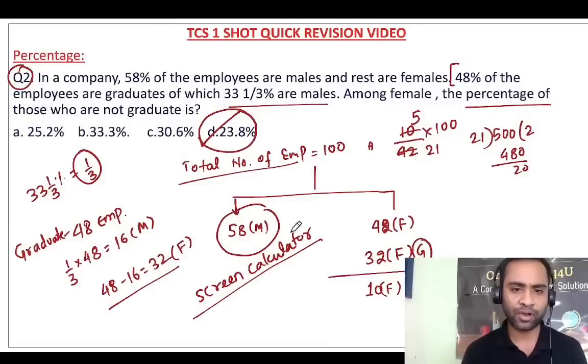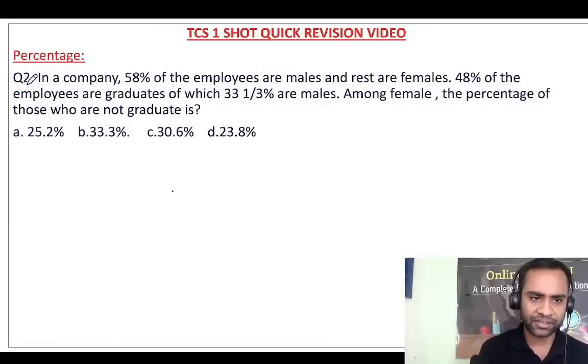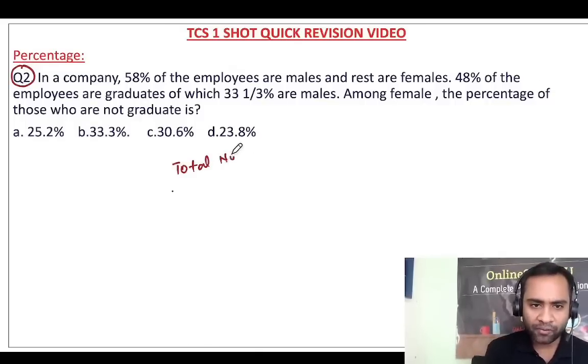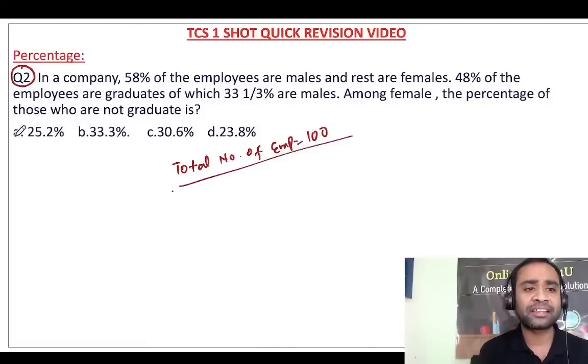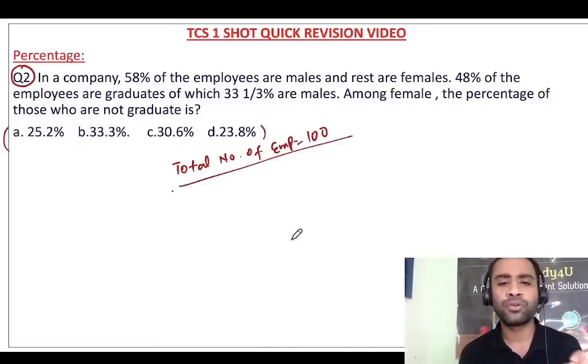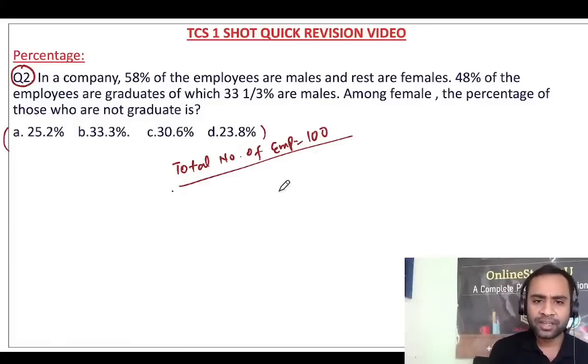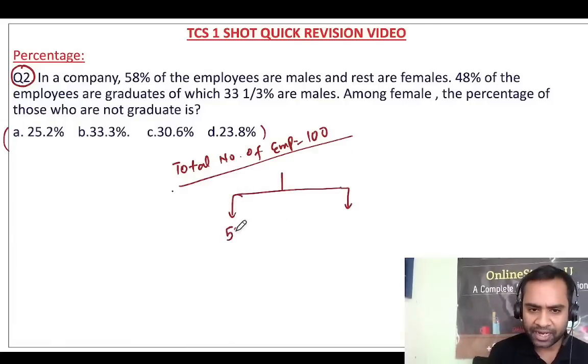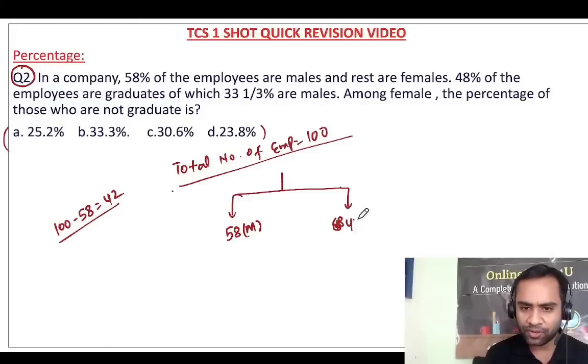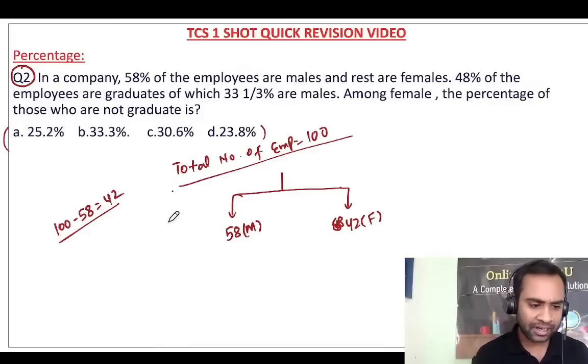Keshav is telling repeat, sir. Okay, so if it is not clear, please see once more here. For many people, they are telling, see, total number of employees, I assumed 100, because whenever your options are in terms of percentage, then you do not have to worry at all, right? Then they said 58% of the employees are male. So out of 100, 58 is male, and the remaining will be what? 100 minus 58 is 42. So, sir, 42 will be female. Clear? Okay. Till here clear step by step.